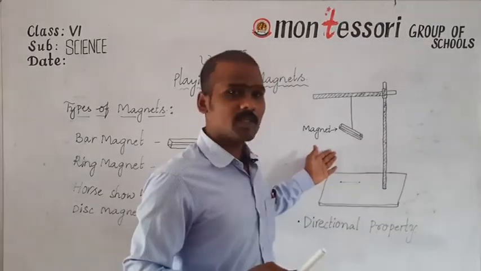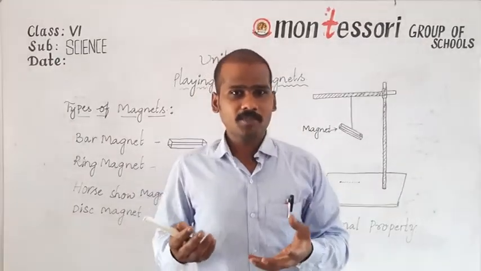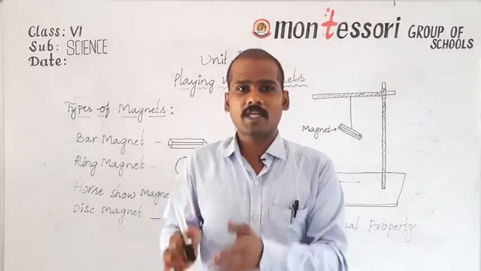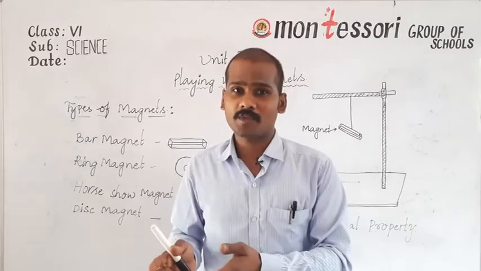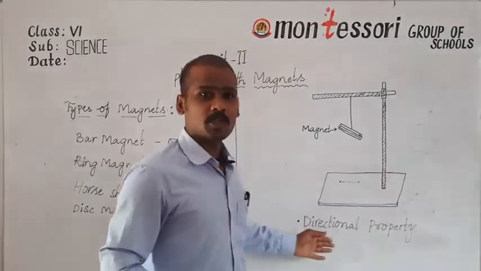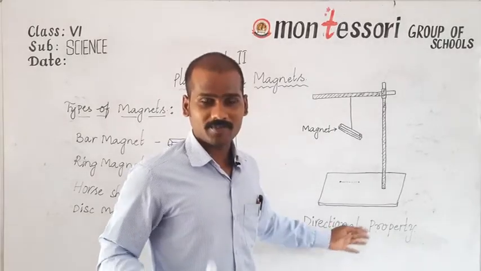From this activity we can say that a freely suspended magnet will always come to rest in the direction of north and south. Okay, so this property is called the directional property.